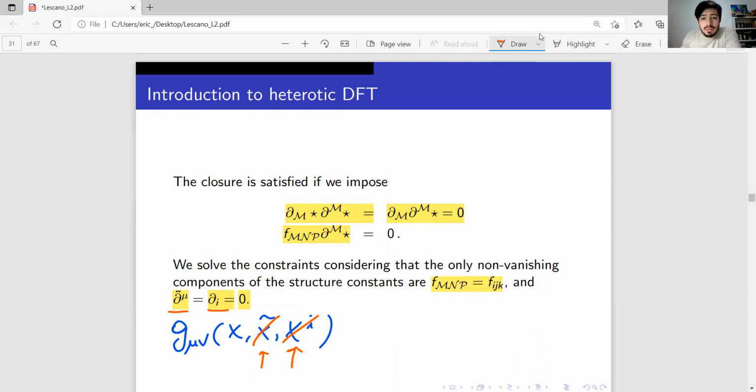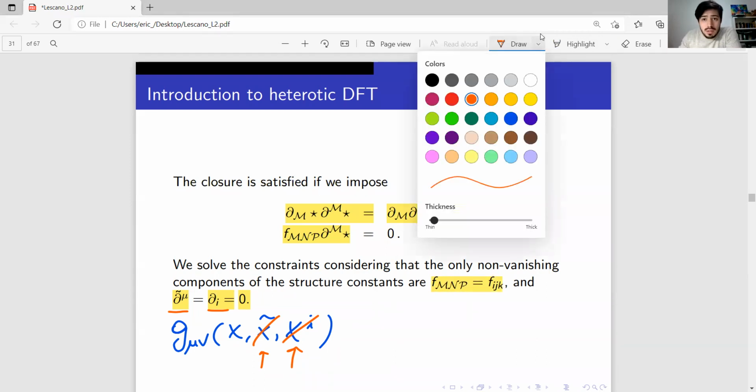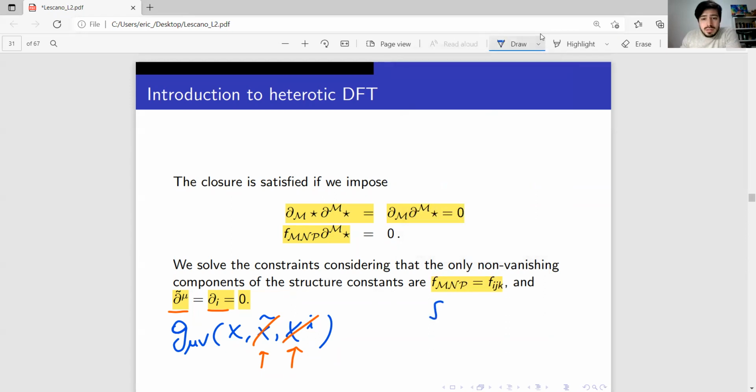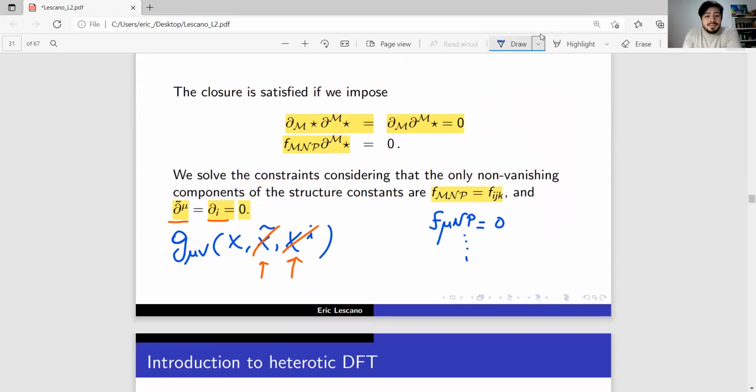This means that, for example, a different combination, something like this, is 0. And so on. We have a lot of combinations. Well, this is related to closure, to the closure of the transformation.